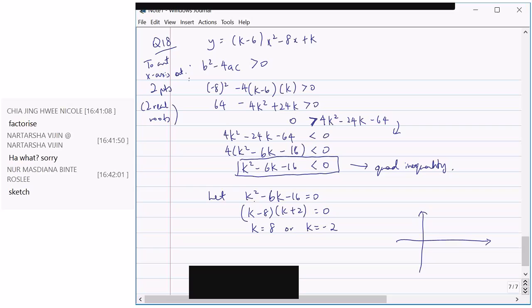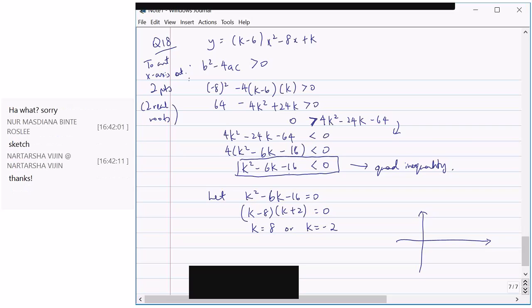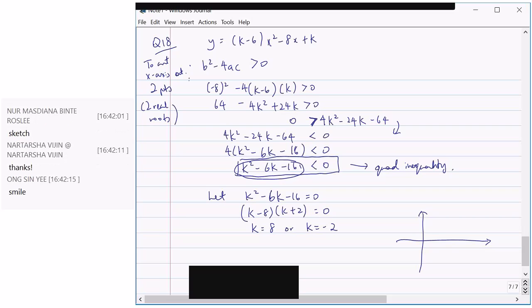Okay. This is going to be a smiling or frowning curve. Smiling, because it's k squared, positive k squared. And the roots are minus 2 and 8. How come? Because of this step here. I found the factors already. So this is something like this.